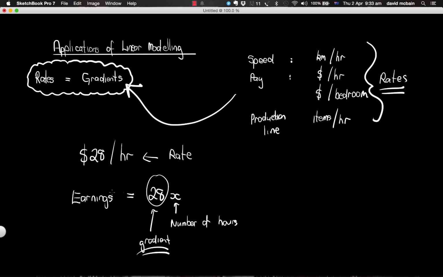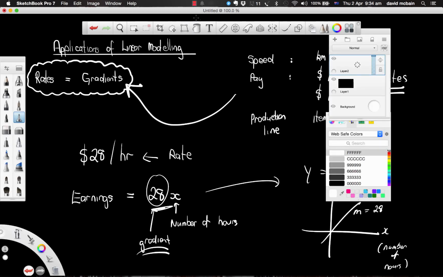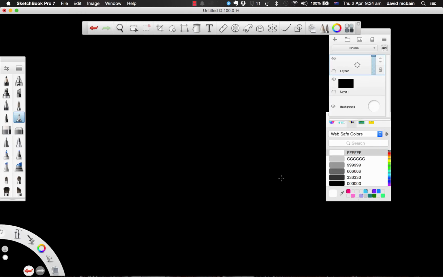So if I want to be even more streamlined about it, I could call my earnings Y, so you could write that finally as a linear equation, Y equals 28X, and you could sketch that on a little graph, Y versus X. Y is your earnings, X is your number of hours worked. This is just a quick sketch, and the gradient of that graph would be 28, because that's your pay rate. Okay, so that's really important. So going back to the main part of our lesson, we're talking about linear modelling. Remember, a rate is the same as the gradient.